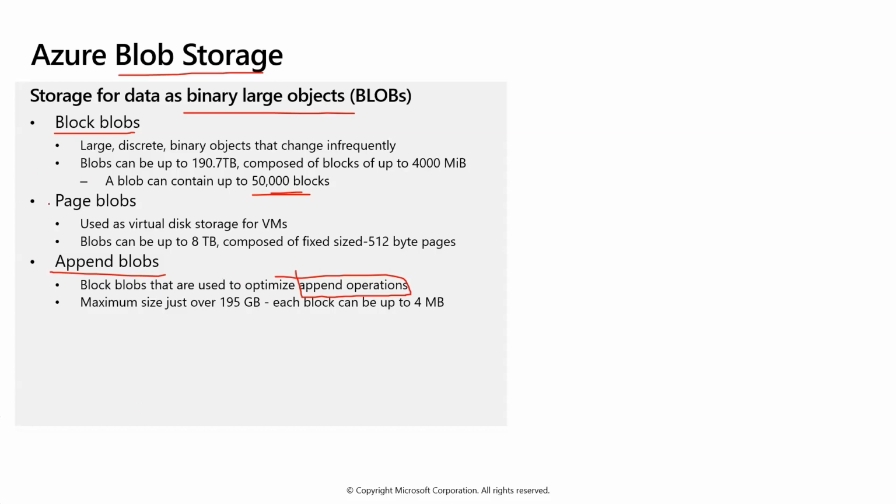Page blobs, as you see over here, are used as virtual disk storage, right? As the name suggests, page blobs are going to allow you to hold a collection of pages, right? And the idea of doing it like this is so that you can optimize the read and write that you want to perform on that particular blob.